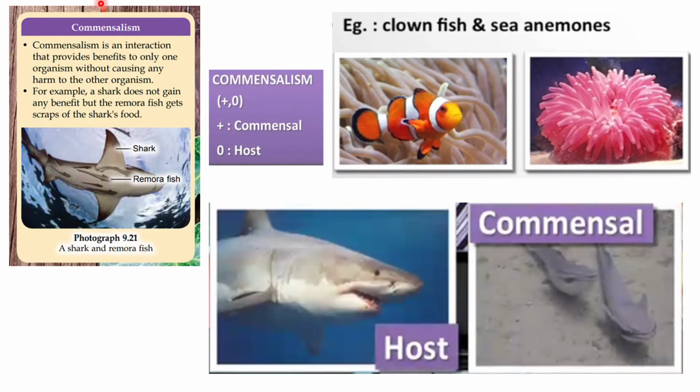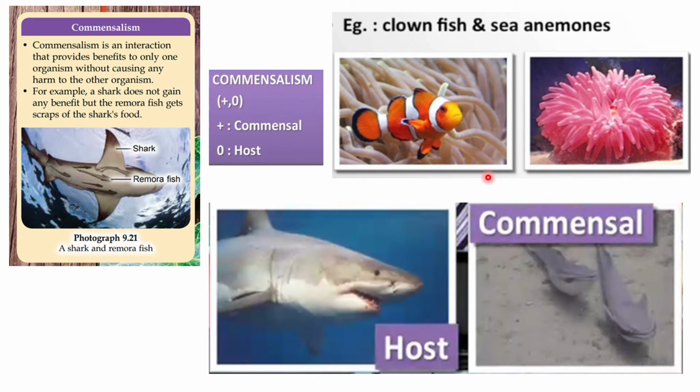Okay, under symbiotic relationship, jenis yang kedua, and that's commensalism. Commensalism is an interaction that provides benefits to only one organism. Okay, sebab tu simbol dia adalah positif untuk haiwan yang kita panggil sebagai commensal, manakala the host itu, it's not getting any harm, tidak untung, tidak rugi. So that's why we put it as 0. Okay, it's a positive and also it's a 0 here.